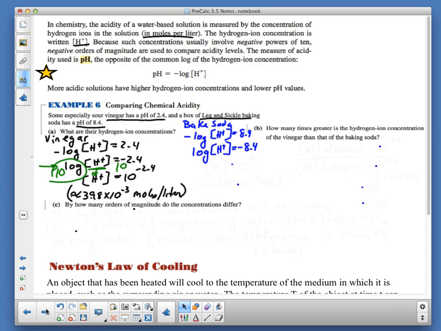Why do I do it? So I can drop out the log. It allows me to have the log drop out based on properties. So now I know the hydrogen concentration is equal to 10 to the negative 8.4 power. I put that in my calculator. Pop it in. I get my moles per liter again. But this one's moles per liter is 3.98 times 10 to the negative 9th.